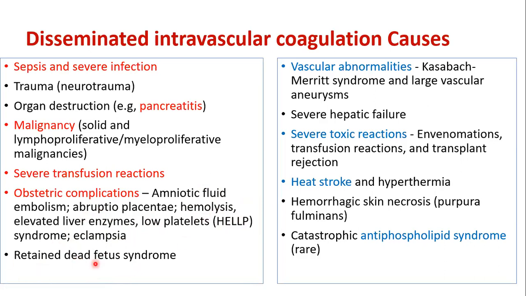Vascular abnormalities, blood vessel disorders, are rare conditions. Sometimes there are large vascular aneurysms. Aneurysms are abnormal dilations of blood vessels. Others include hepatic failure, toxic reactions, transplant rejection, heat stroke, hemorrhagic skin necrosis, and catastrophic antiphospholipid antibody syndrome. You need to study this topic. It's a very important topic.